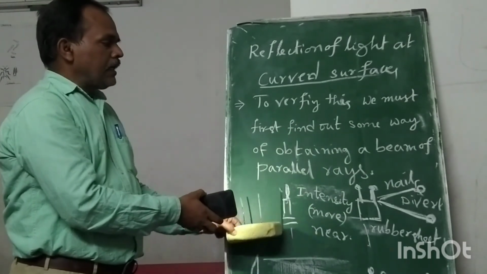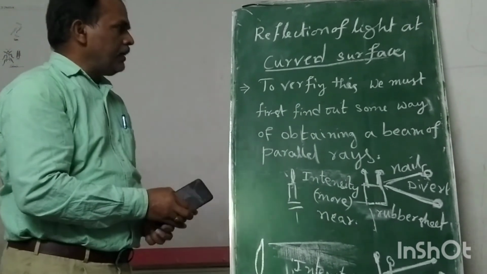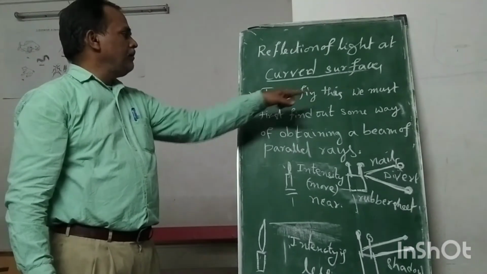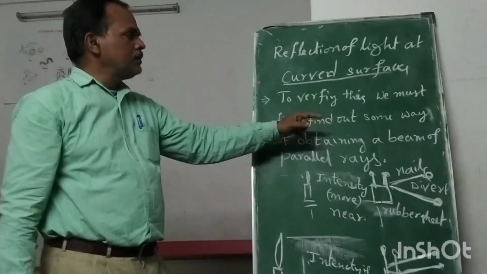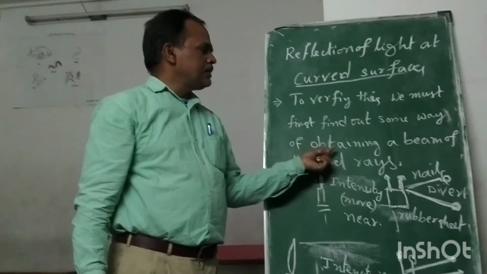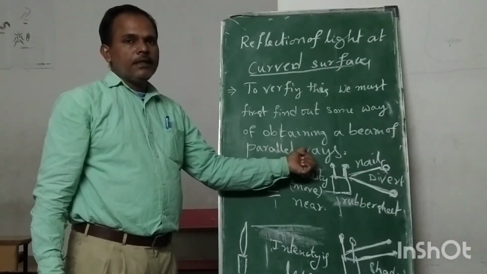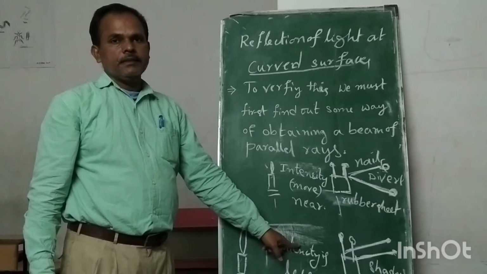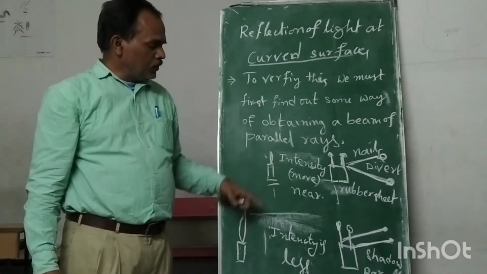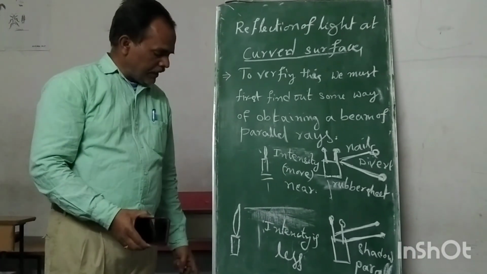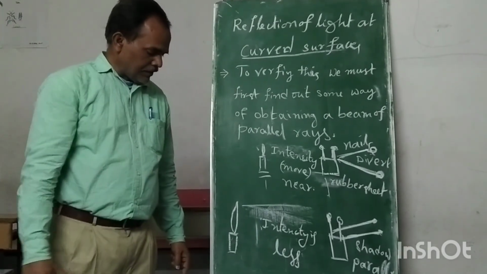So this we can understand. To verify this, we must first find some way of obtaining a beam of parallel rays, formed depending on the intensity of light. How can you show it? By using this experiment we can identify it easily.